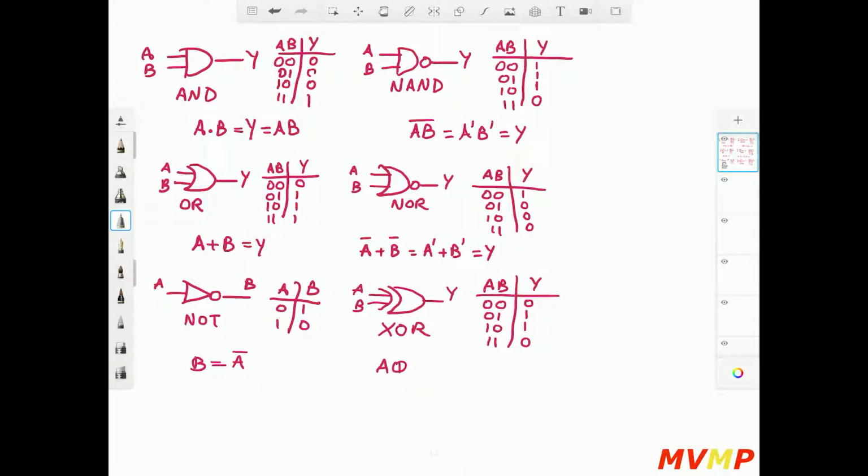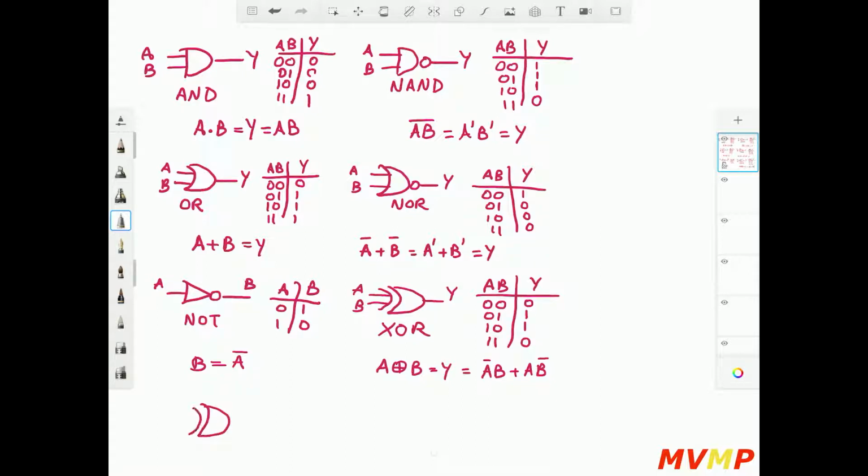And then you'll see it written as A circle plus B, indicating that it's an exclusive OR gate. You might also see it as A bar B ORed with A B bar. You might see a prime instead of the bar, but it's essentially the same thing.